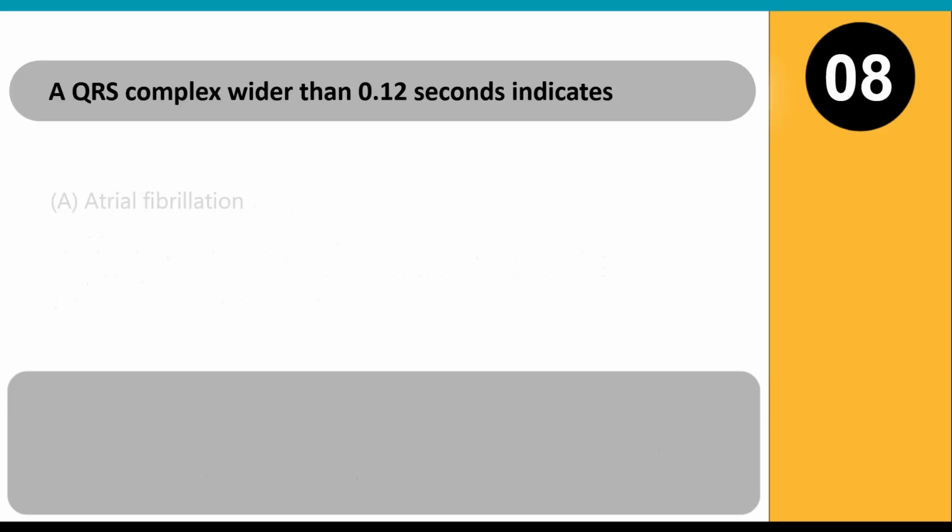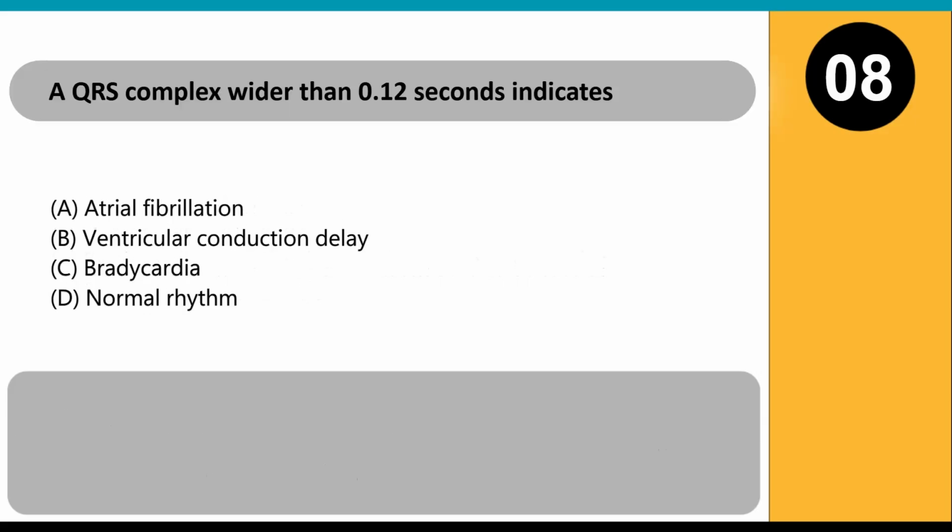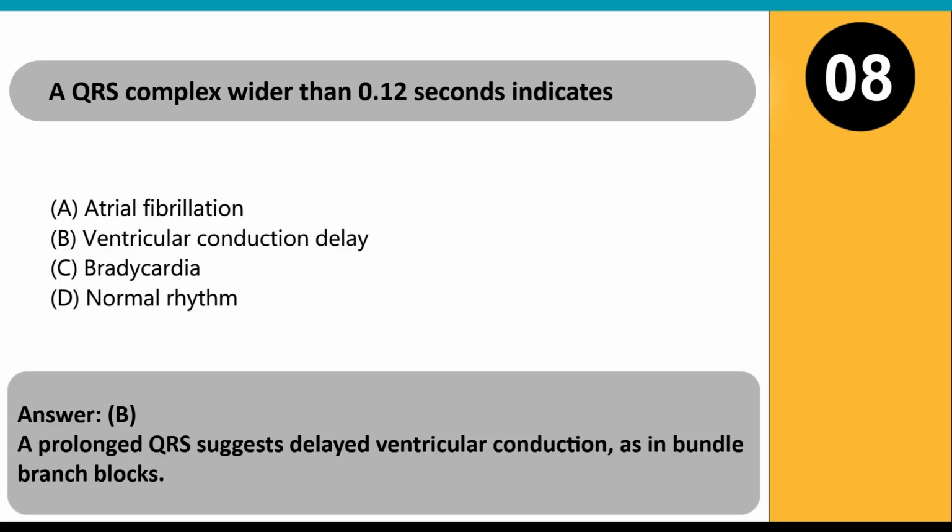A QRS complex wider than 0.12 seconds indicates: A. Atrial fibrillation. B. Ventricular conduction delay. C. Bradycardia. D. Normal rhythm. Answer B. A prolonged QRS suggests delayed ventricular conduction, as in bundle branch blocks.